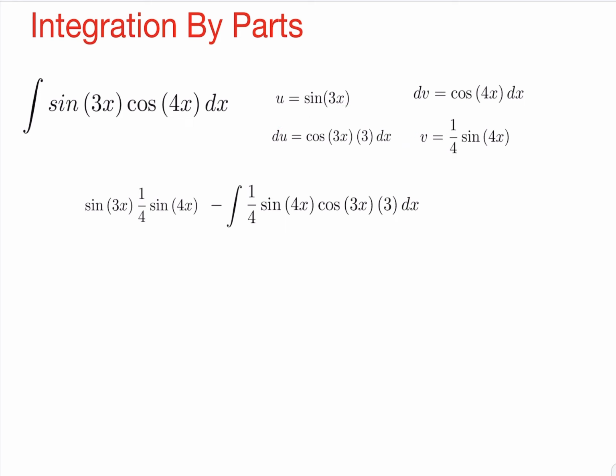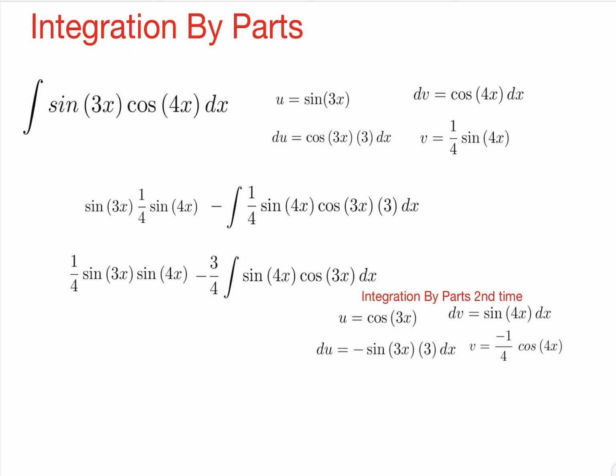So now essentially this is our goal and this is our focus, is you want to go ahead and find this integral here. And you'll see here we have an integral very similar to the one that we started off with, except for now we have the sine of 4x instead of sine of 3x and cos of 3x instead of the cos of 4x. So what we want to do here is actually use integration by parts a second time.